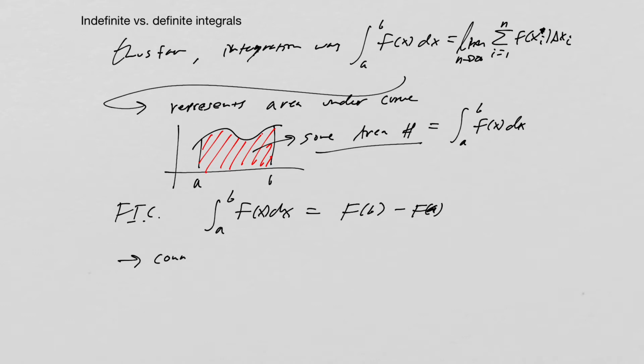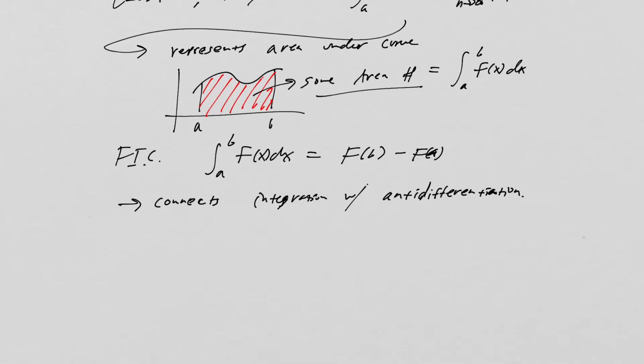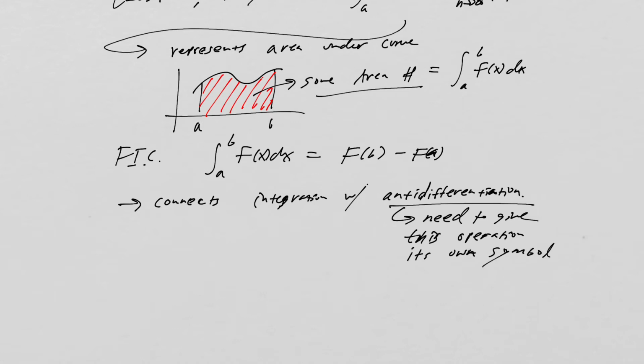Of course, this connects integration with anti-differentiation. In fact, they are so connected that we're going to like them so much that we need to give this operation, anti-differentiation, its own symbol. Because we know the derivative operation gets its own symbol. In fact, it gets many different symbols that all mean the same thing.